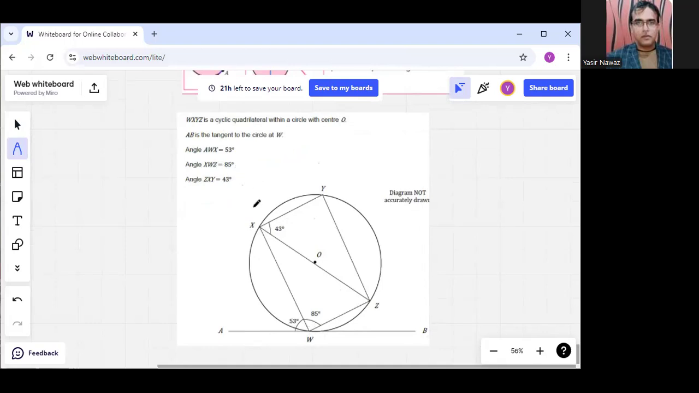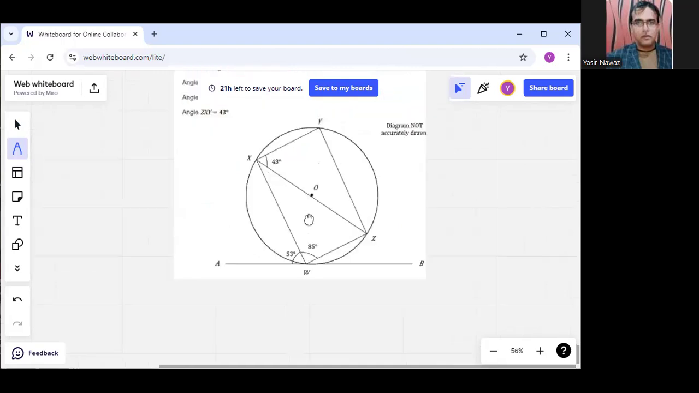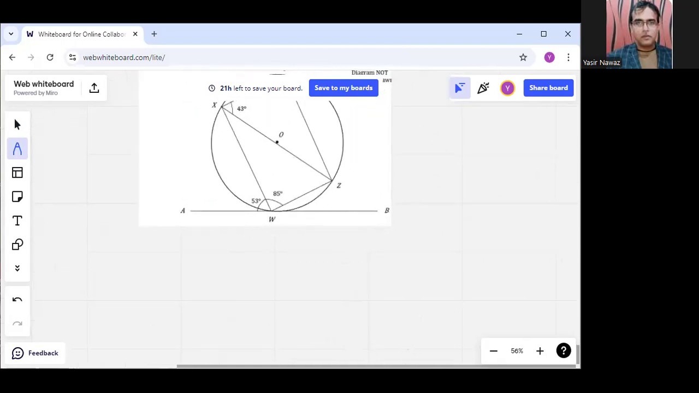Angle AWX is 53. Angle XWZ is 85. That's already given. And angle ZXY is 43. So what to do with this question? The question is, prove that WX is parallel to YZ.